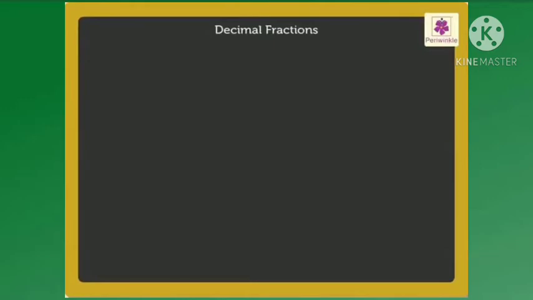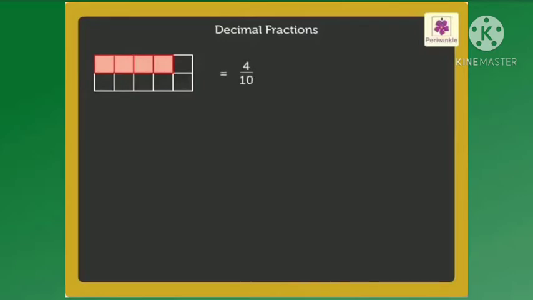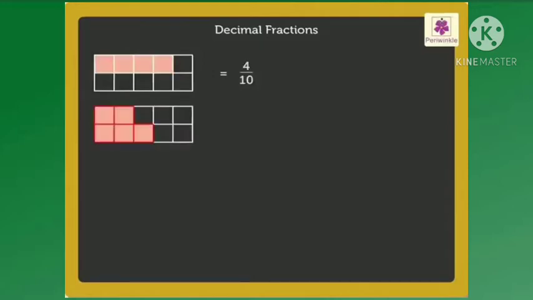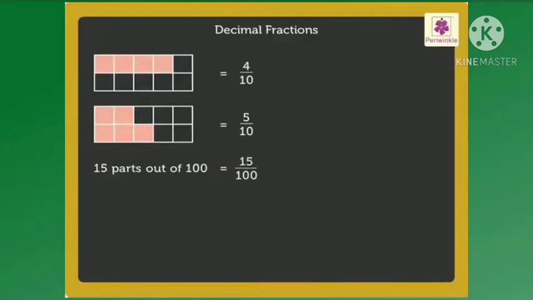Decimal fractions. Here 4 parts out of 10 are colored. That means the shaded part represents 4 tenths, written as 4 by 10. If 5 squares are shaded, it represents 5 tenths, written as 5 by 10. Here 15 parts out of 100 is written as 15 by 100. 32 parts out of 1000 is written as 32 by 1000.